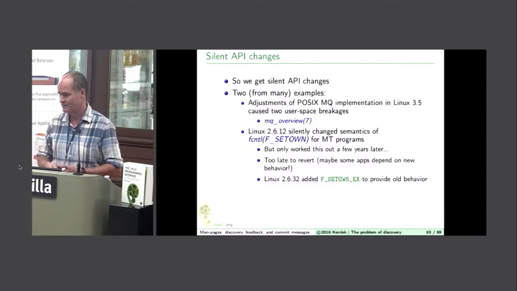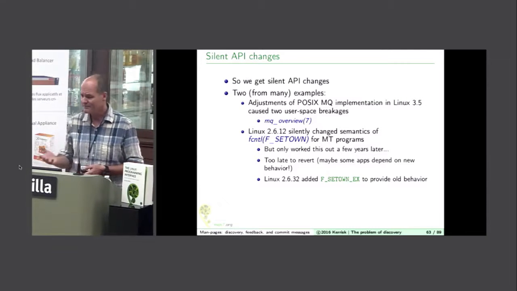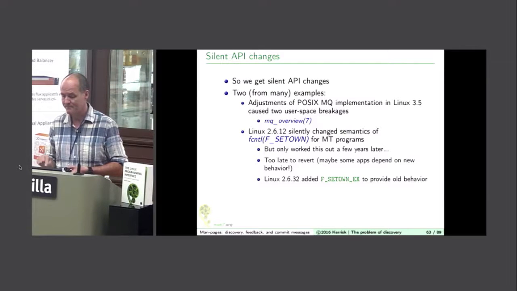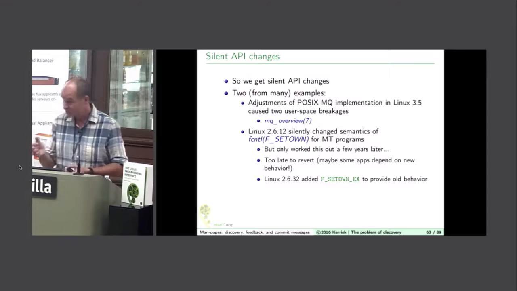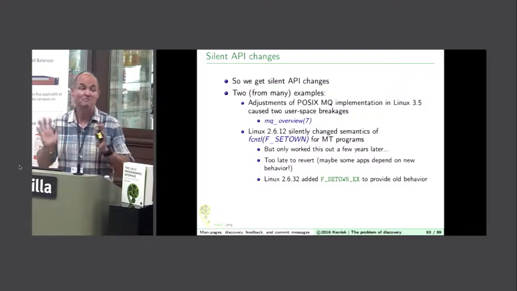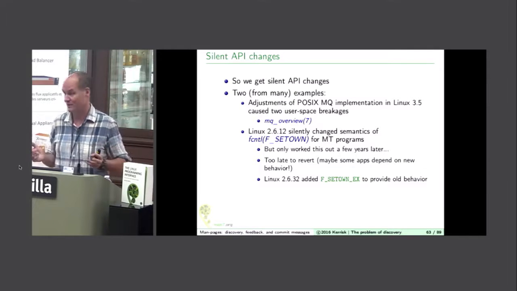These breakages are described in the man pages. And then back in Linux 2.6.12, there was some reworking that silently changed the behavior of the F_SETOWN fcntl interface, which enables you to set the ownership of a file descriptor for receiving signals when, say, input becomes possible on the file descriptor. It used to be you could target individual threads to send the signal to a particular thread, and then someone reworked this so that, as an unintended consequence, the signals got targeted to the process as a whole, so potentially to any thread in the process.